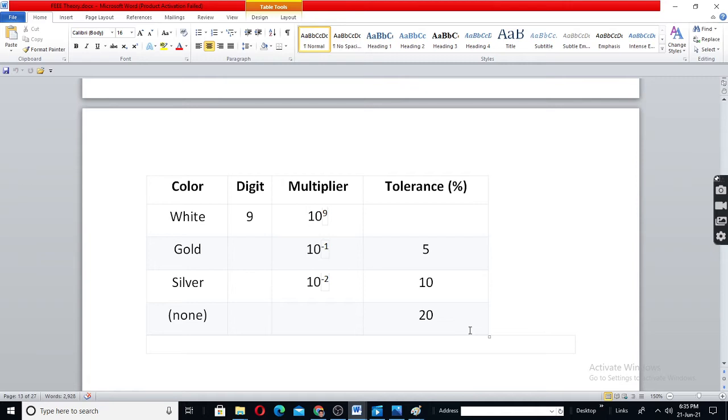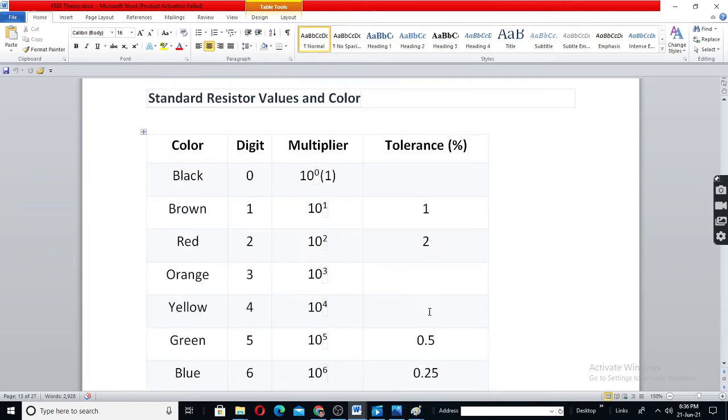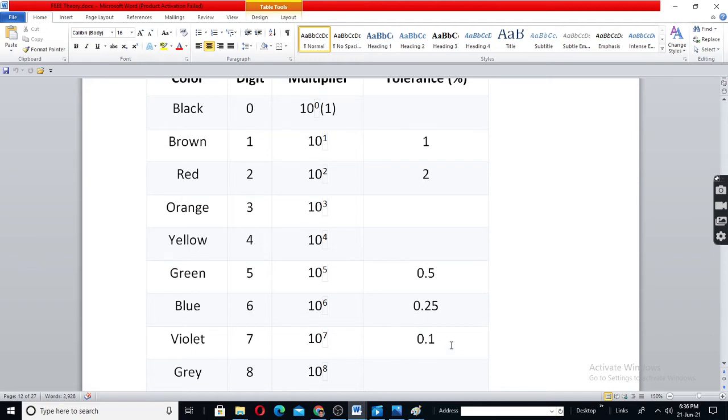Suppose a resistance has a value of 10 ohms. If it has tolerance 10%, for 100 it is 10%, and for 10 ohms it is 1 ohm. So for a 10 ohm resistance with silver as the tolerance code, you are sure that the value lies between 9 and 11 ohms. If it is lesser tolerance, say violet, the tolerance is very good.